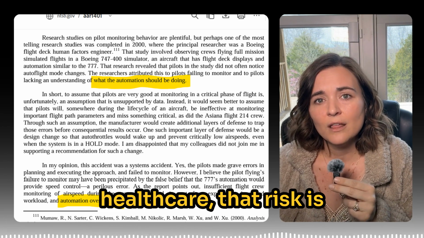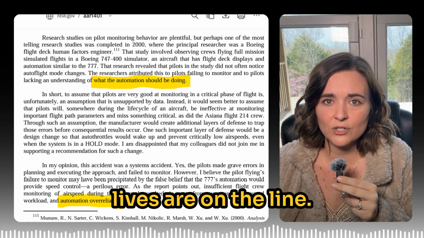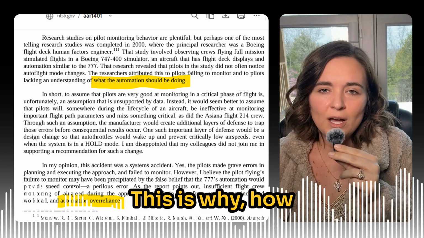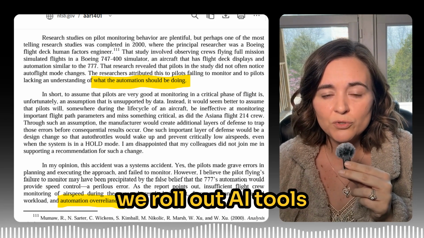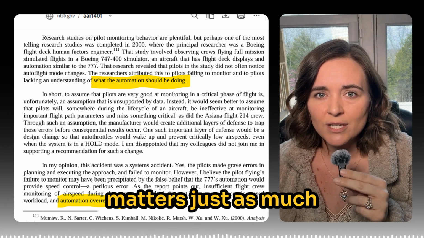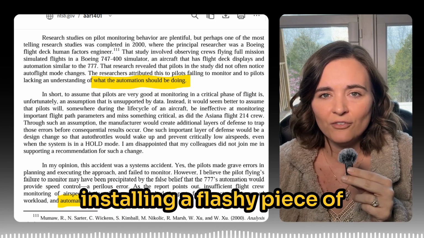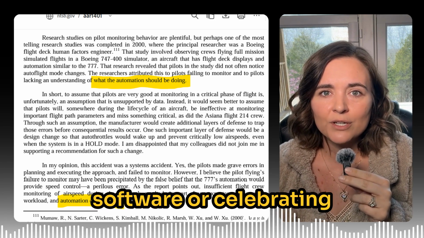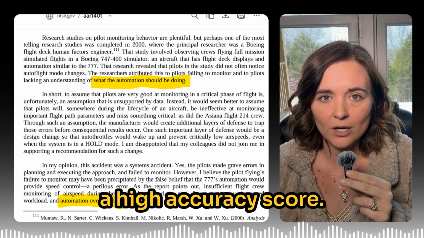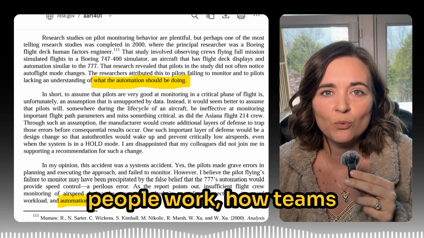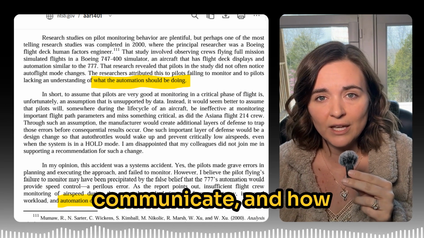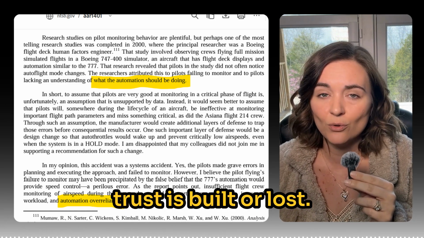In healthcare, that risk is even higher because lives are on the line. This is why how we roll out AI tools matters just as much as what those tools do. It's not just about installing a flashy piece of software or celebrating a high accuracy score. It's about changing how people work, how teams communicate, and how trust is built or lost.